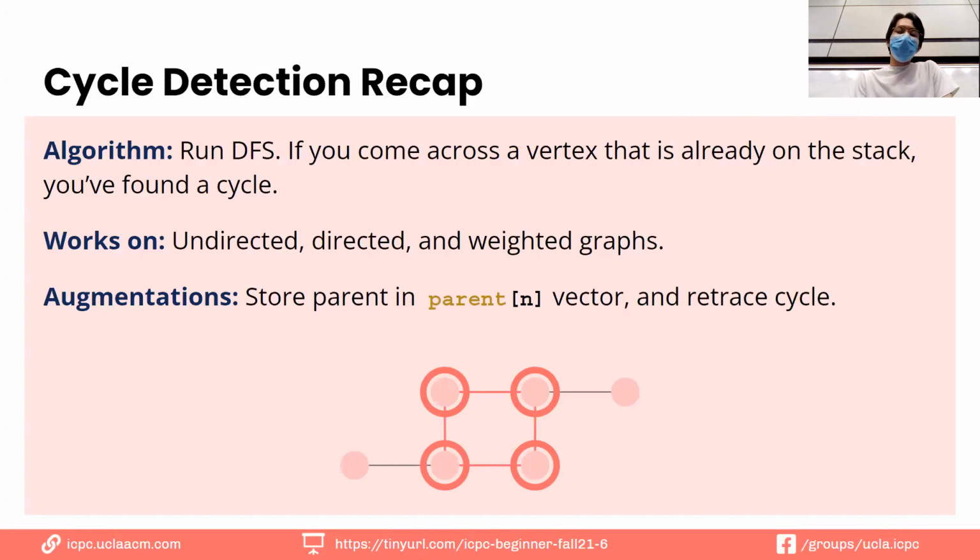And if we want to determine the actual nodes that make up the cycle, we can do a very similar thing to how we determine the shortest path, in that we create a parent vector that keeps track of the origin of the path from each vertex. So this works on directed graphs, which means it also works on undirected graphs, and also works on weighted graphs. And yeah, any questions? Cool.